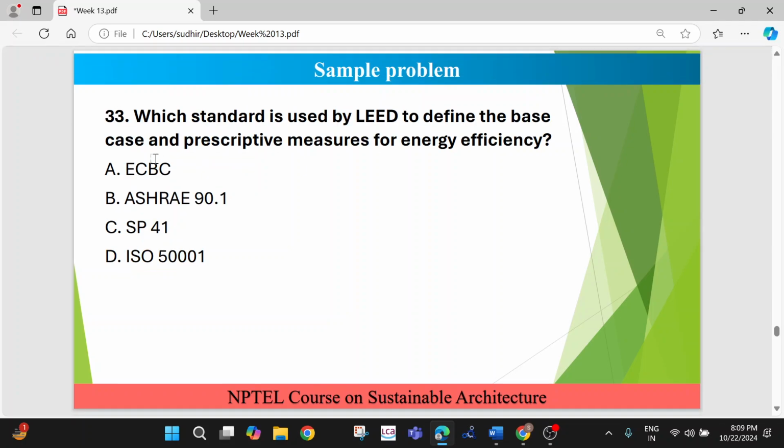Here is question number 33. Which standard is used by LEED to define the base case and the prescriptive measures for energy efficiency? When we perform the whole building energy simulation study, we refer to some standard when we are working with the proposed case and base case. So this one I think is clear. Most of you will be able to answer.